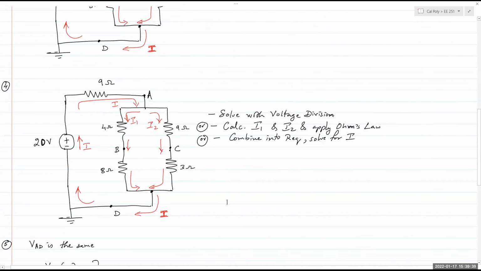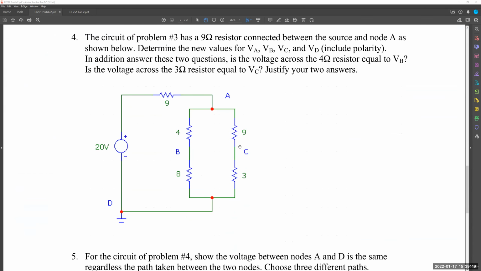Problem number 4 is similar to circuit number 2. The only difference is you now have an additional 9 ohm resistor in that circuit. So this is our third and final circuit. You have a 9 ohm resistor connected there, and you're asked to find the node voltages for VA, VB, VC, and VD. And there are some additional questions, but once you have the node voltages, you should be able to answer the rest of the questions. So again, the process will be very similar.